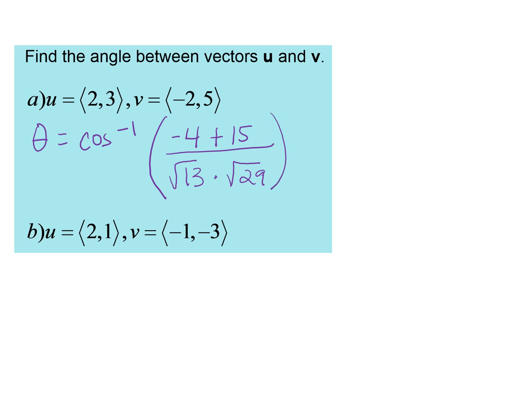And now I can literally just type that into my calculator. Be careful, you might want to at least simplify the numerator as you're typing that in, or make sure you're using parentheses. So inverse cosine of, I guess that would give me 11 on the top, and then the bottom, the square root of 13 times the square root of 29. And if I plug that in correctly, I come up with 55.49 degrees as the angle between these two vectors. All right, take about a minute and try part B.